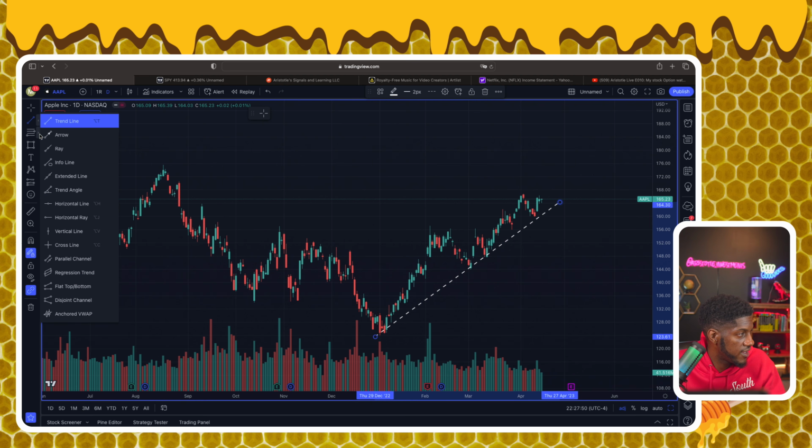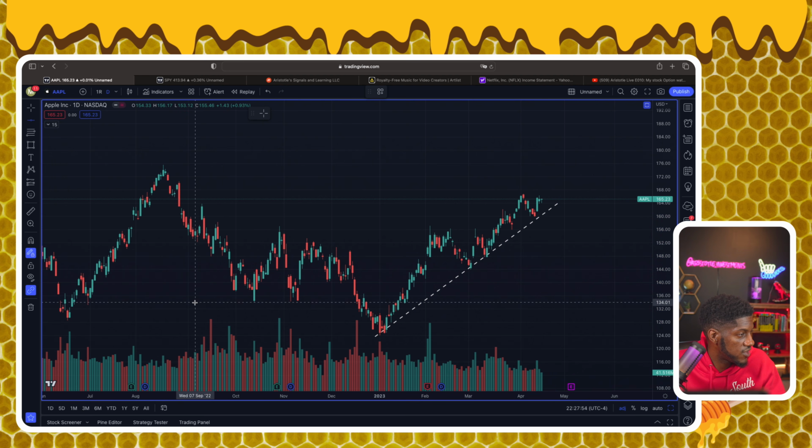and then you also have your horizontal line. So let's just say I saw a nice line. That means it goes straight across, your horizontal line, and you can make it as skinny as you want. And then you have your horizontal ray line, which goes wherever you started at.